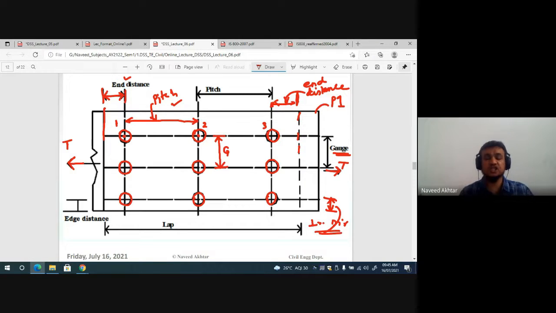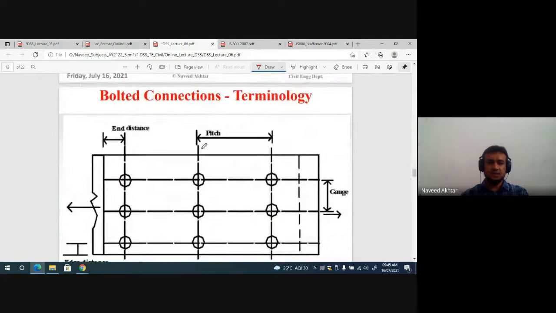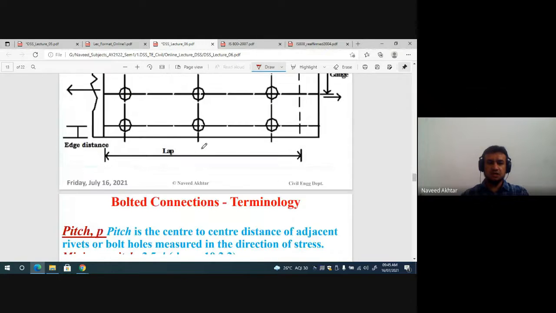So if it is parallel to the direction of stress, then there is end distance at the end. And if it is perpendicular to the direction of stress, then it is called edge distance. So these are the different terminologies in bolted connections. You have to remember this.